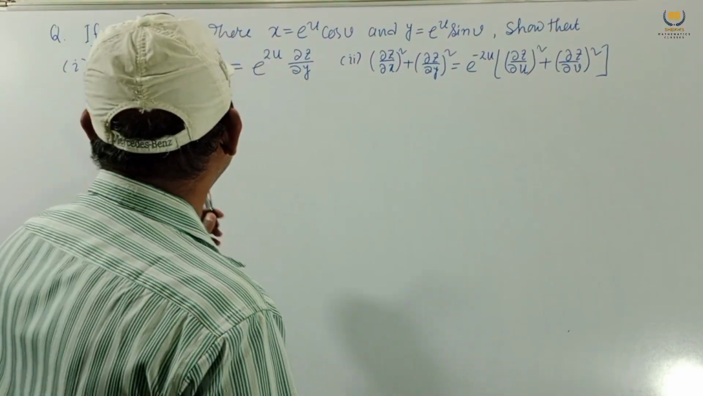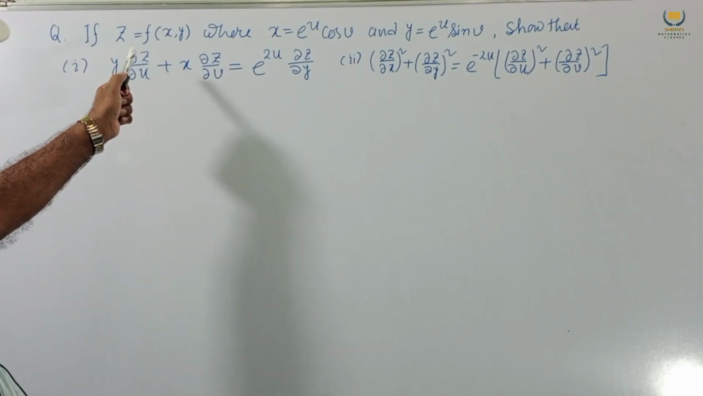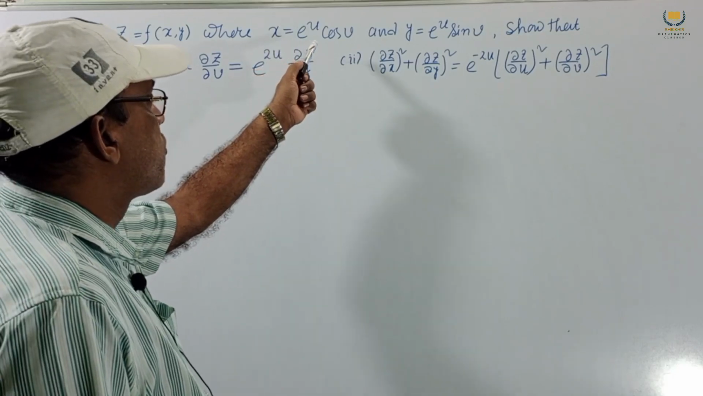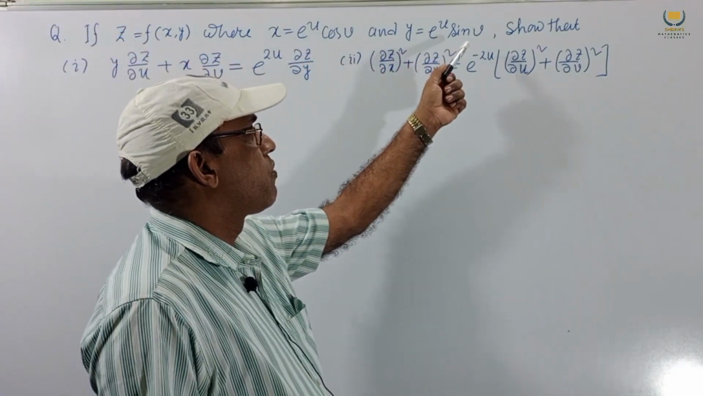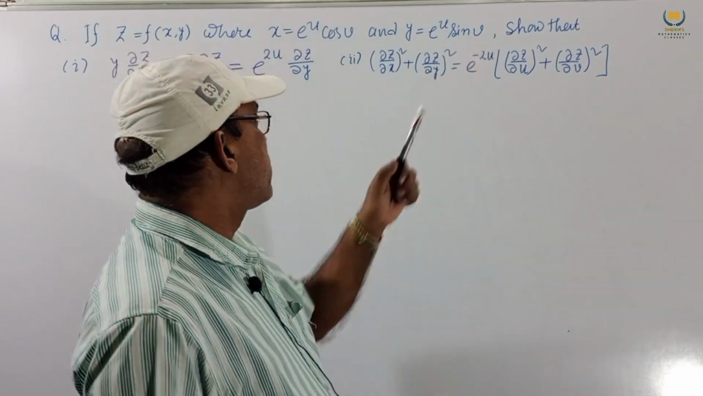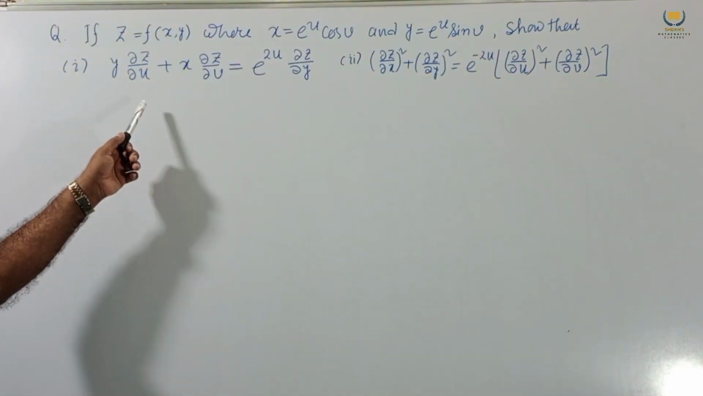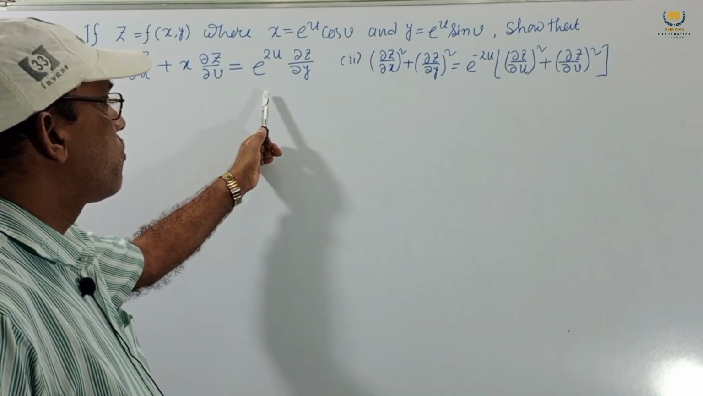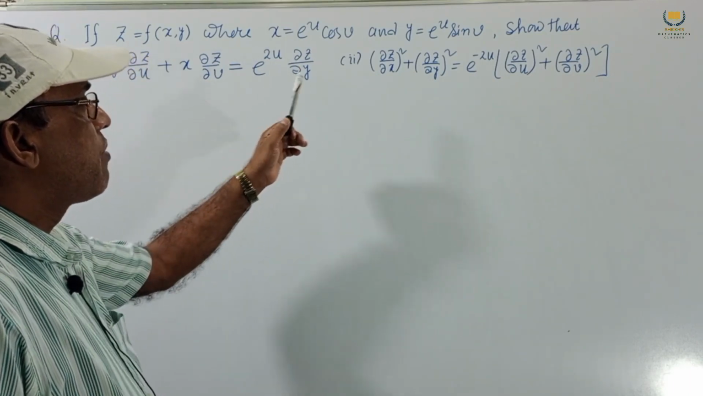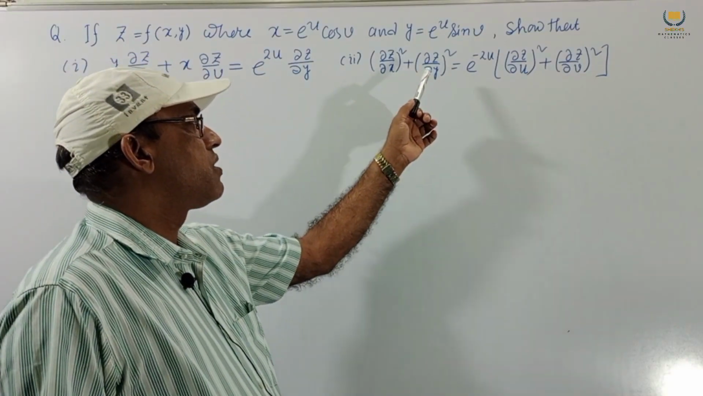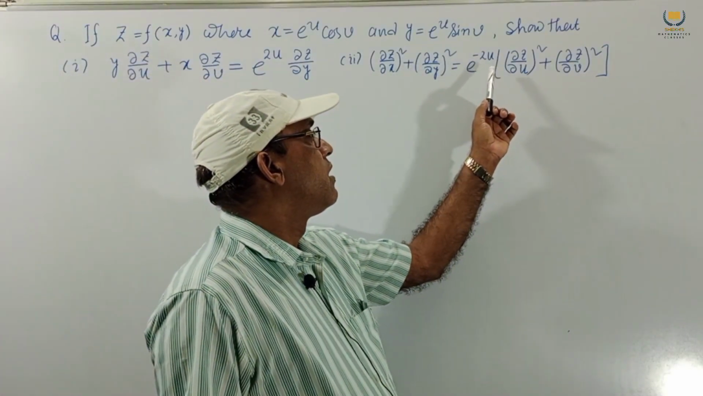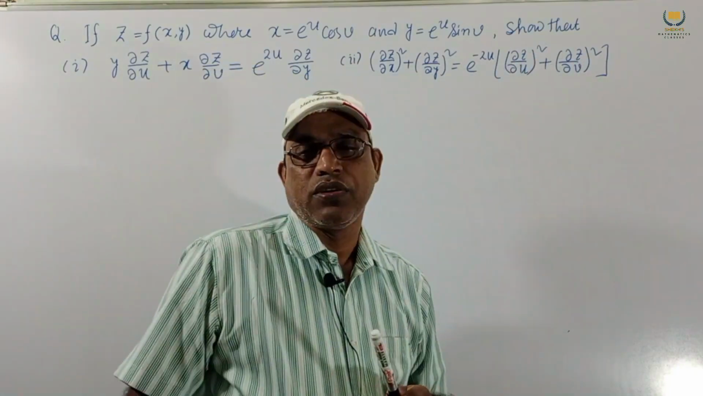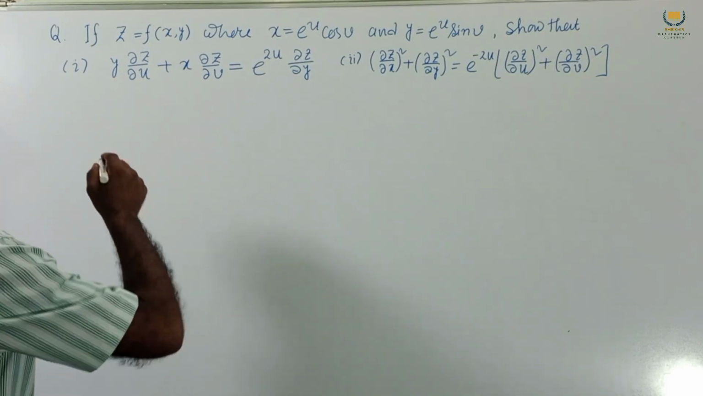The problem is: if z equals f of x comma y, where x equals e to the power u cos v and y equals e to the power u sin v, show that y del z del u plus x del z del v equals e to the power twice u del z del y. And number 2: given that (del z del x) whole square plus (del z del y) whole square equals e to the power minus twice u times [(del z del u) whole square plus (del z del v) whole square]. Now we have to prove this.